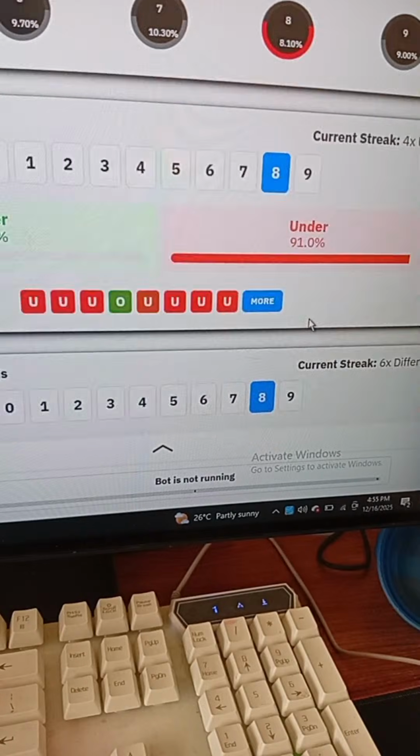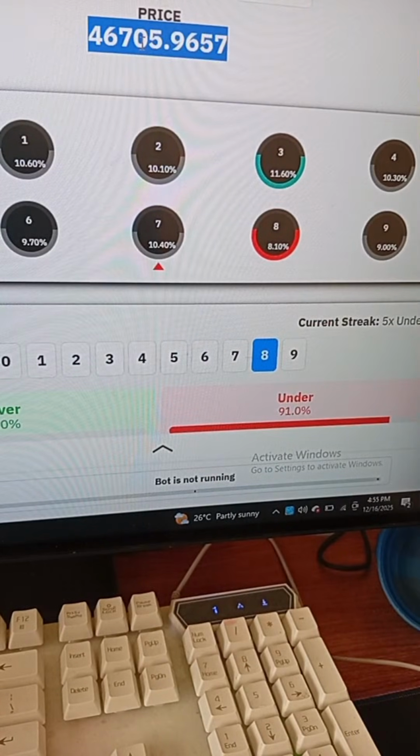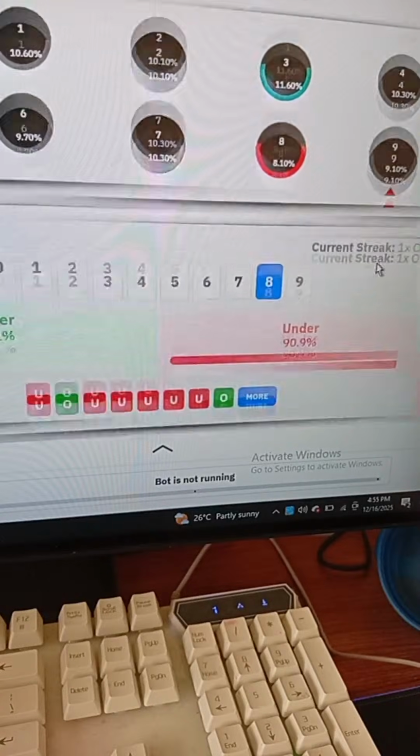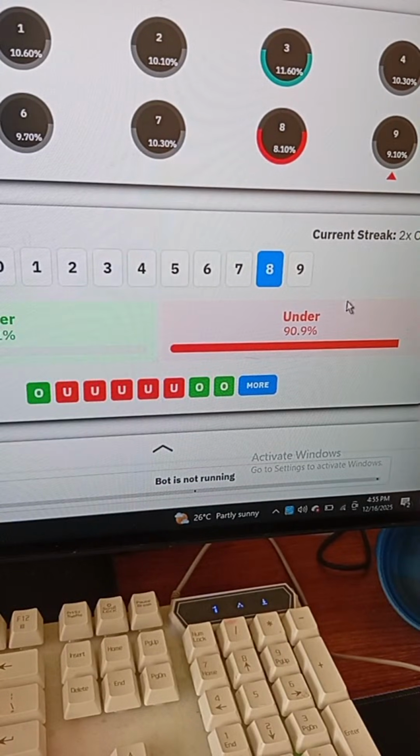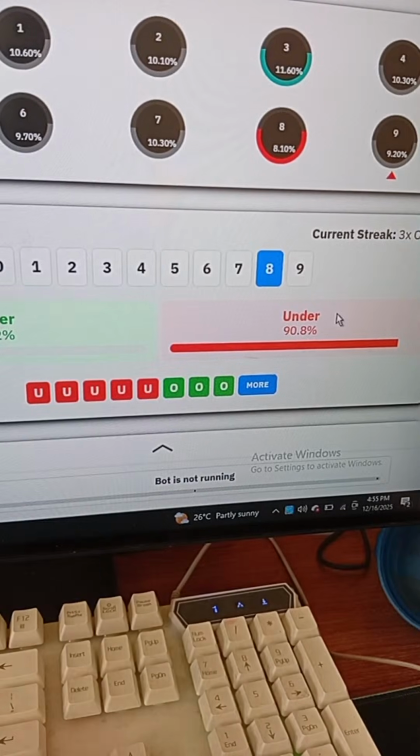Alright, my bot is already set up. Be ready. Always confirm this price here is moving. If you see it is frozen, please refresh the entire website. Alright, volatility 75 under 8. Everyone, 75 index, not 75 1s, 75 index under 8.